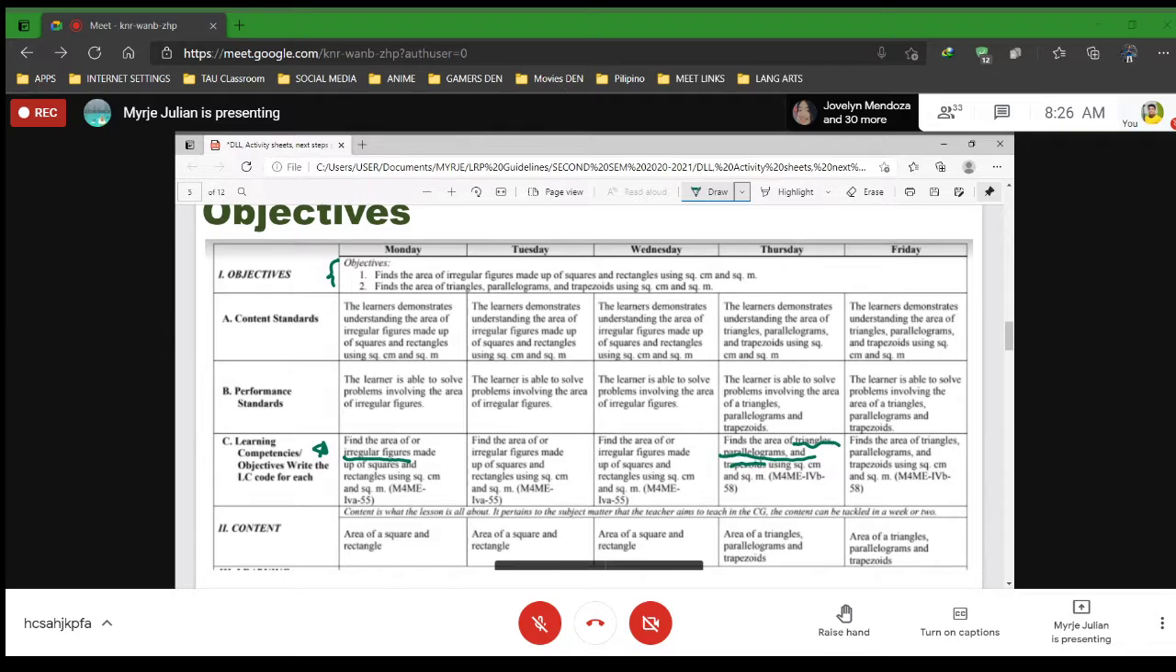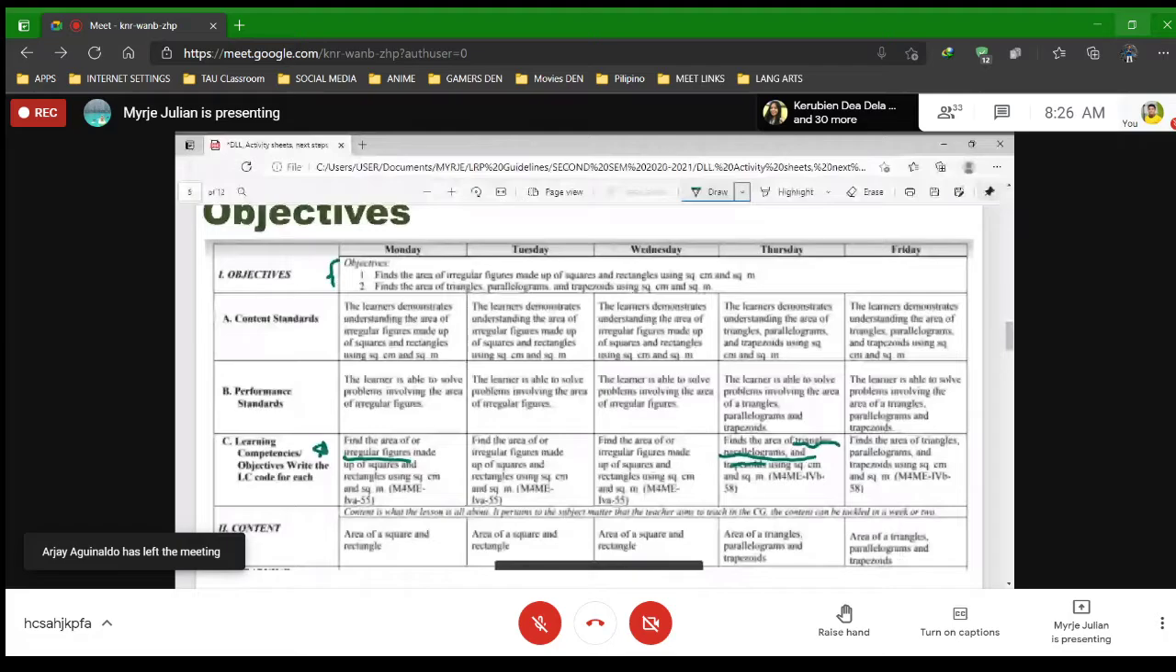Sometimes there are some students na kung ano yung learning competency na nakalagay, yun na rin yung objectives na ginawa nila. Pwede rin naman yun. Yun nga, pwede rin naman yun, walang kaso doon. Basta we are after the alignment of the learning competencies and the objectives all throughout the lesson plan. Okay? So that's it.